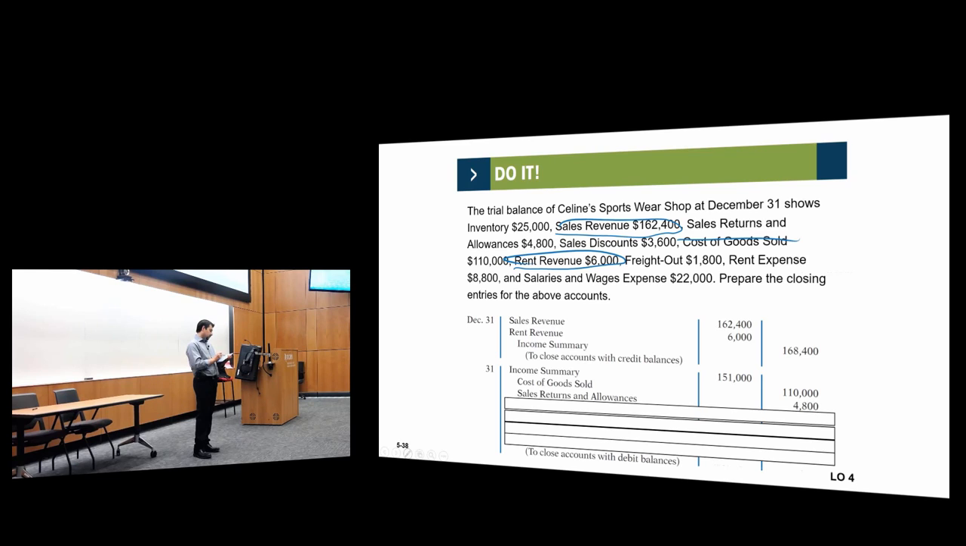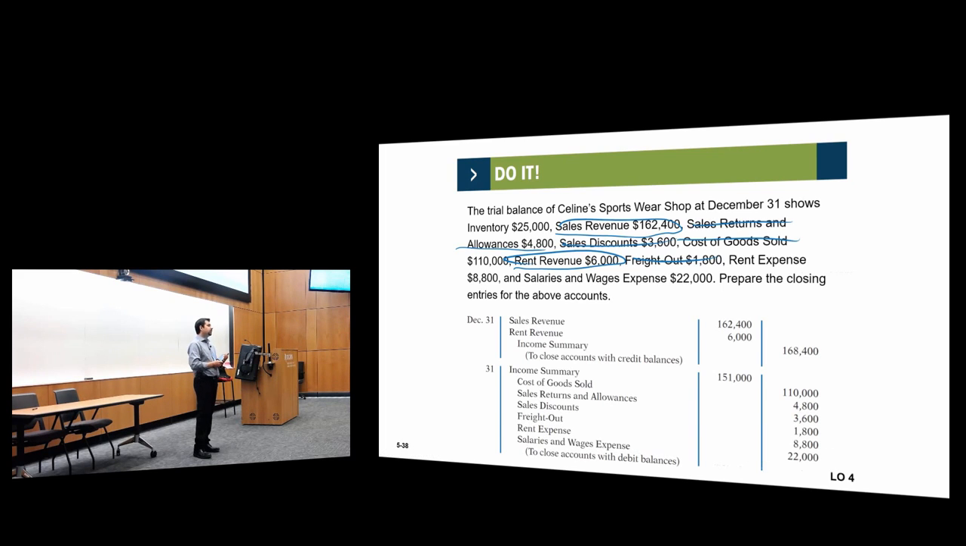Sales returns and allowances. Sales discounts. Freight out, right? You have also what? Rent expense. Salaries and wages expense. Why didn't we include inventory? It's a permanent account. It's an asset. So it's a balance sheet account, not an income statement account.